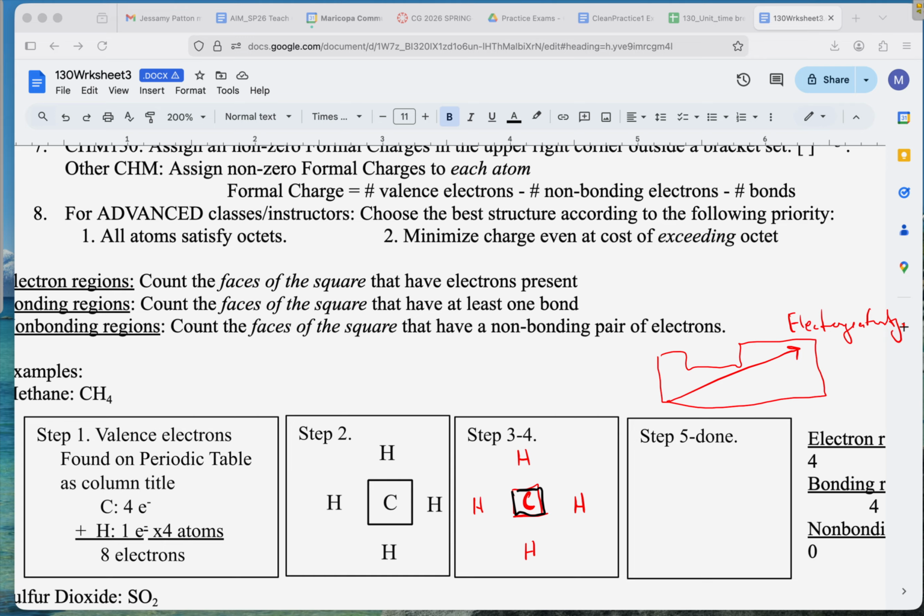Okay? I always want to put them on a carbon. Well, what if there's no carbon? Okay? That's not the process. The process is the most electronegative. Since carbon is the most electronegative, I want to start placing them around the carbon first. Okay? And I'm going to place them on the faces of the square. That's why I drew the square out, because it can help me with that.